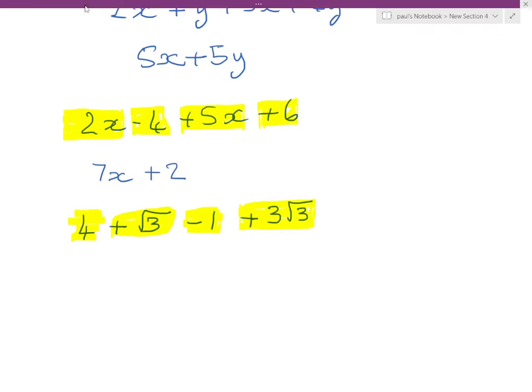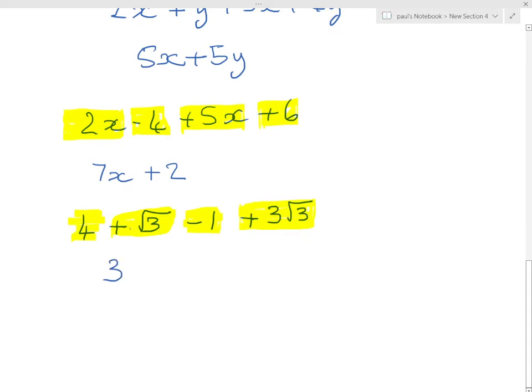So to collect like terms when you have something like this, you can do the numbers. So you've got plus 4 minus 1, which is 3. And then you've got 1 square root of 3 and 3 lots of square root of 3, which will make a total of 4 square root of 3.